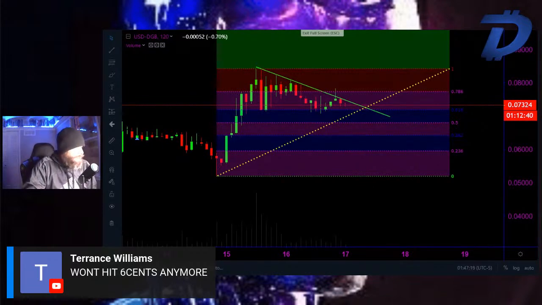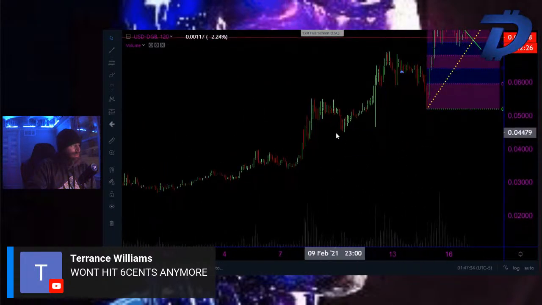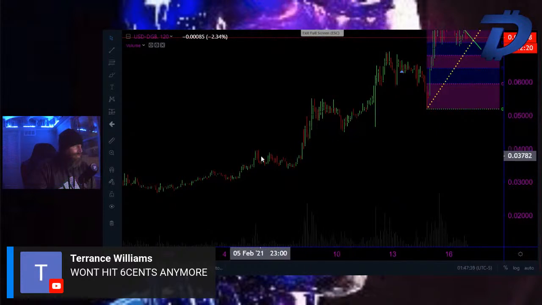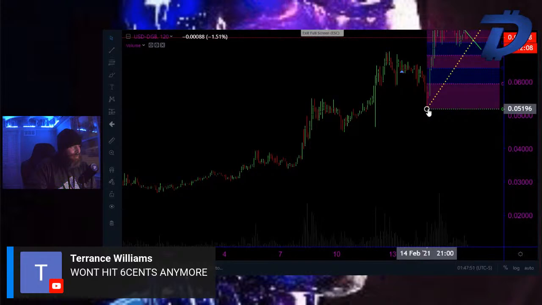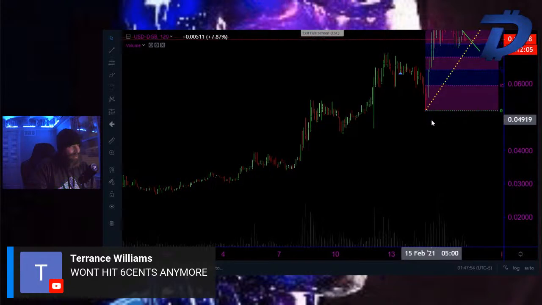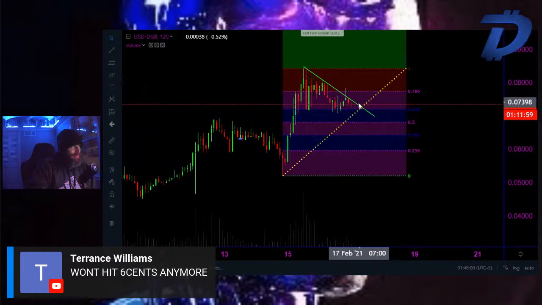Terrence says it won't hit 6 cents anymore. Okay. Well, if it's going to hit 6 cents, this is it. You see what I'm saying? Over here, if it was going to hit 4.5 cents, it's right here. If over here it was going to hit 3.5 cents, it was right here. It retraced, right? If it was ever going to hit five and a quarter right here, it did. So if it's ever going to hit 6 cents, now would be the time.